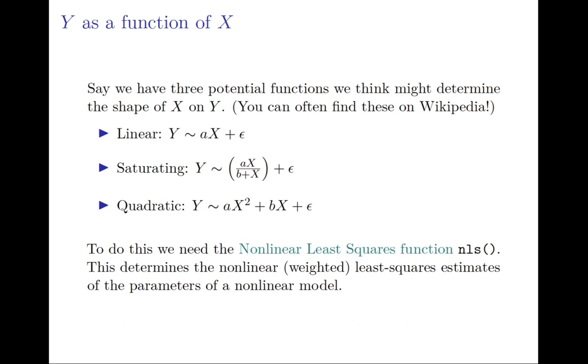To do this, we're going to need the nonlinear least squares function, the NLS function in R, which determines the nonlinear weighted least squares estimates for the parameters of a nonlinear model. It does this through an optimization process. You give the NLS function some starting values for your parameters, and it tries a bunch of different combinations until it finds the right one. You'll see what I mean in a second, but sometimes you don't give it the right values and it can't converge, so you need to play around with the start values.